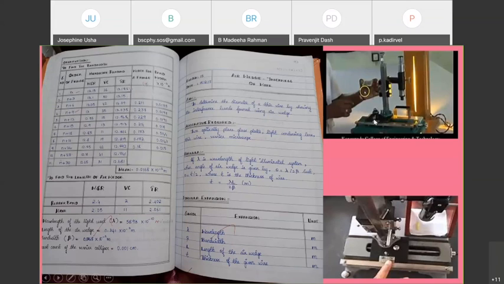See, actually the traveling microscope has two scales.